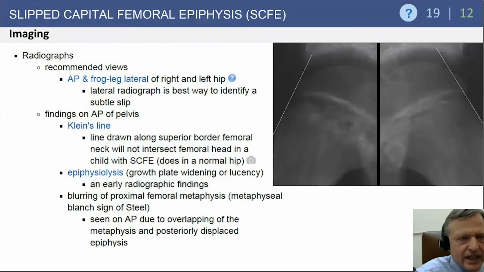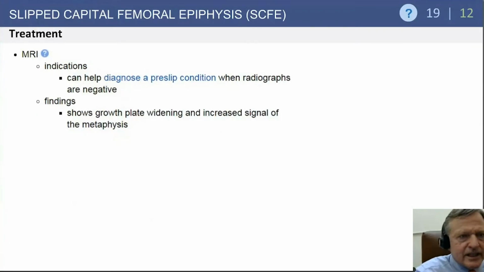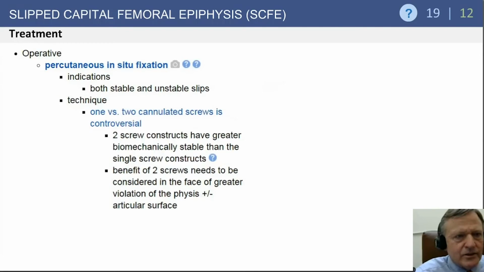AP and frog leg lateral, obviously the lateral is the most important, and Klein's line, and actually the more important would be the widening of the growth plate as an early radiographic finding. MRI can help diagnose a pre-slip condition, can help you with widening of the physis, so it may be reasonable.